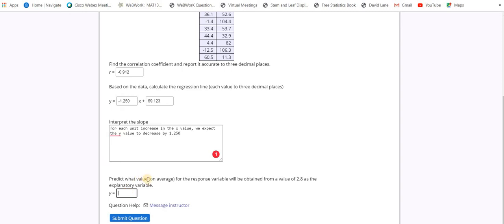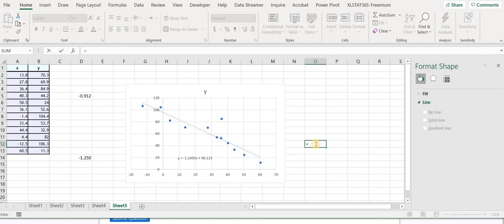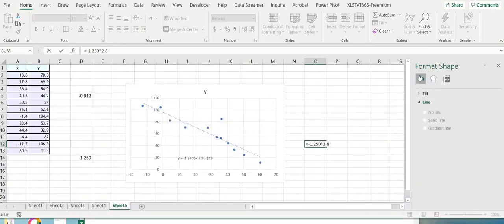We predict the value on average for the response variable will be obtained from the value of 2.8 as the explanatory variable. So this means if we plug x is equal to 2.8, what do you expect the y to be? So this is similar to the previous process. We're going to just plug the information here. We're going to say this is equal to the slope, negative 1.250, times the value that we want to predict, which is 2.8, plus the y-intercept, which is 96.123. 96, it's not 69.